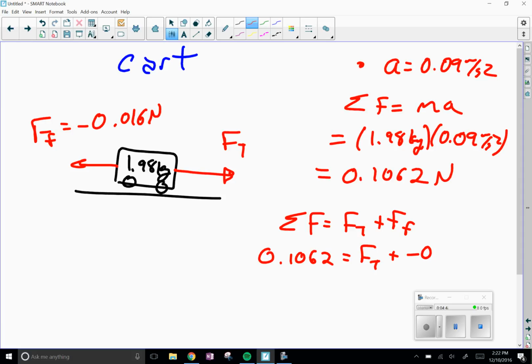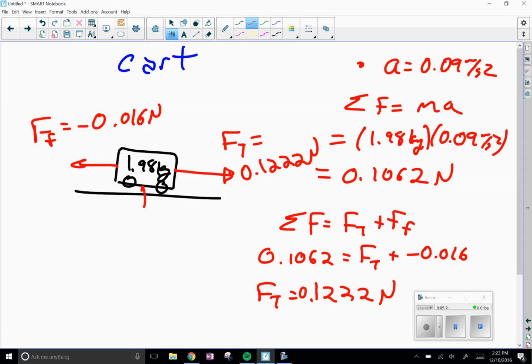My friction is negative 0.016. And so the force of tension, if you solve this, if you add the 0.016, gives you a tension force of 0.122. Why does that seem wrong to me? Sorry about that. It's 0.1222 newtons. So there's my tension force, 0.1222 newtons. And then again, technically you should put in your gravity and your normal force. All right, so there's the free body diagram for that.